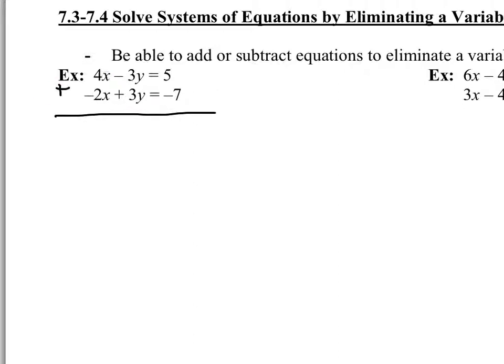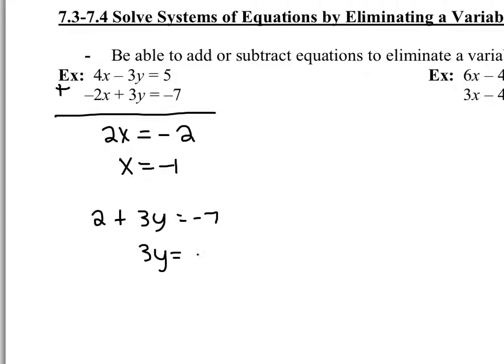So 4x plus negative 2x is 2x. Negative 3y, and it's negative because of that, so negative 3y plus 3y is 0. That's why it cancels. And then 5 plus negative 7 is negative 2. Divide both sides by 2, x equals negative 1. So then if I plug that in here, negative 2 times negative 1 would be 2 plus 3y equals negative 7. Minus 2, I get 3y equals negative 9. y equals negative 3. Final answer of (negative 1, negative 3).